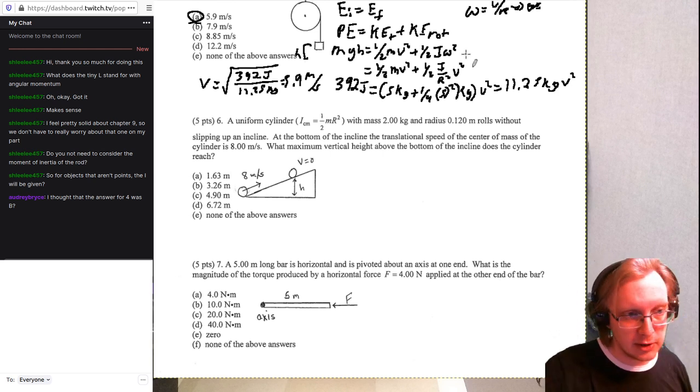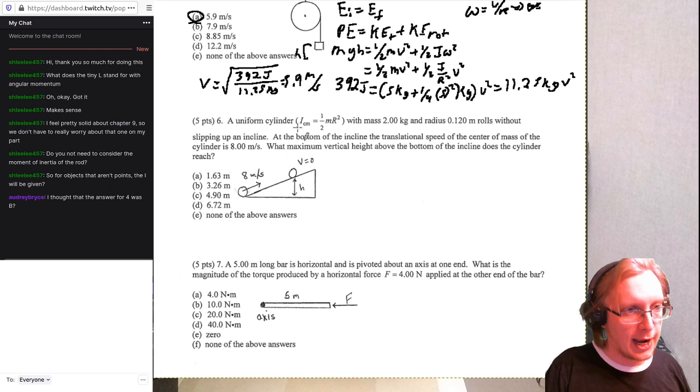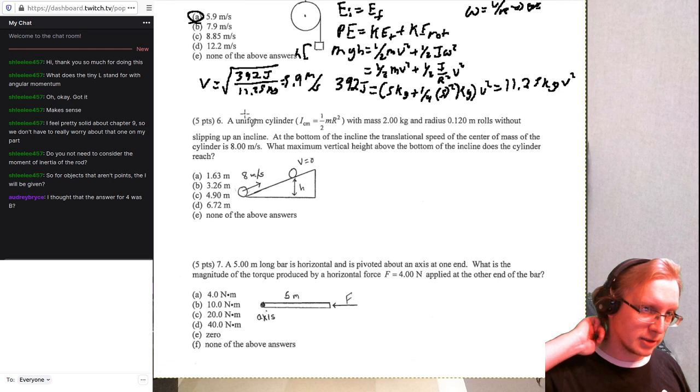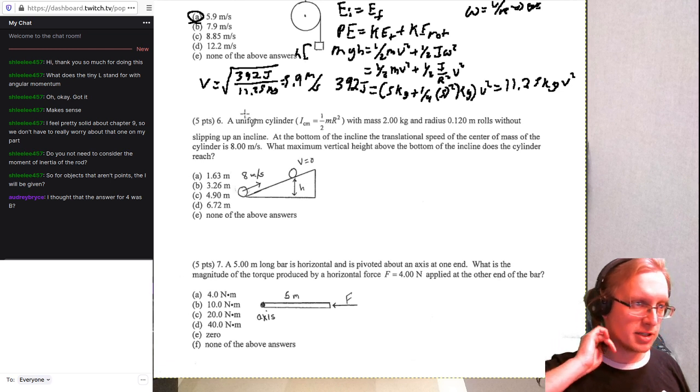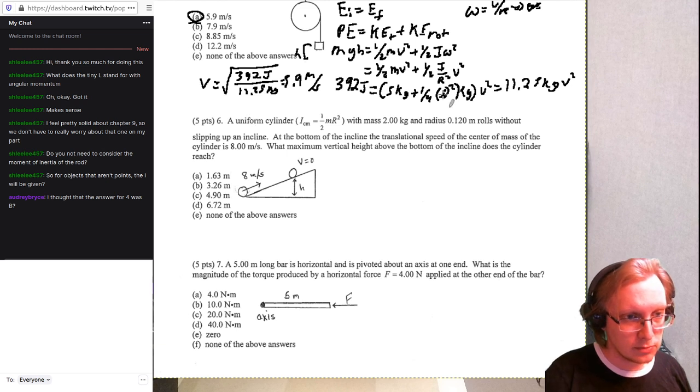All right, uniform cylinder. So here we are. Here's the other case where instead of telling us what I is, they give us an equation for I. A uniform cylinder of this mass and this radius rolls without slipping on an incline. At the bottom of the incline, the translational speed of the center of mass of the cylinder is this much. What maximum vertical height above the bottom of the incline does the cylinder reach?